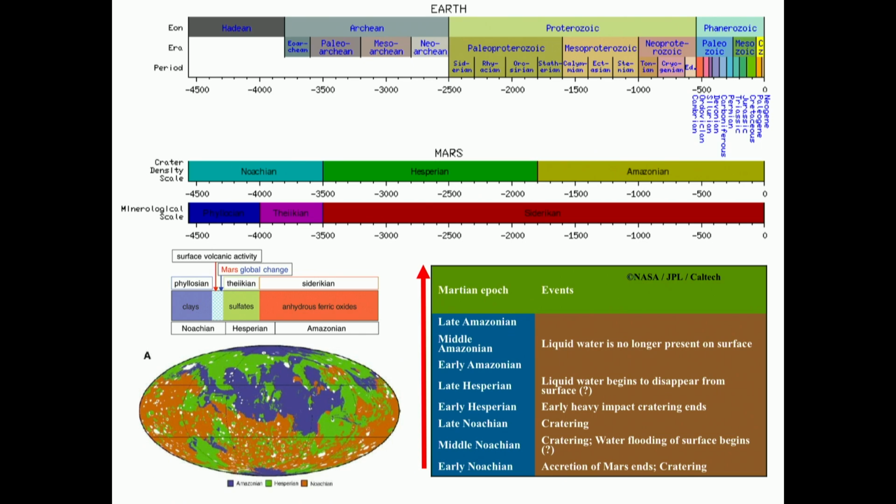It is important to have in mind these environments because the environments are going to give us the habitability conditions, in particular the environments related with the presence of liquid water. So during early Noachian, the accretion of Mars ends and the cratering starts. During the middle Noachian, the water flooding of the surface begins. During the late Noachian and early Hesperian, the early heavy impact cratering ends. During the late Hesperian, liquid water begins to disappear from the surface. And in the middle Amazonian, liquid water is no longer present on the surface.